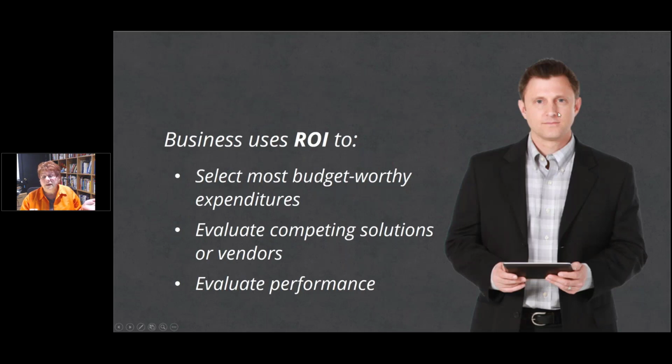So the business uses the ROI to select the most budget-worthy expenditures. Like us, the business's budgets are limited. They don't have an unlimited supply, and as budgets shrink and when times are difficult, there's a lot of scrutiny and they have to make a decision. And a lot of times it's not that what you want is any less valuable than what somebody else wants, but in the choice between A and B, which one is going to rise to the top.